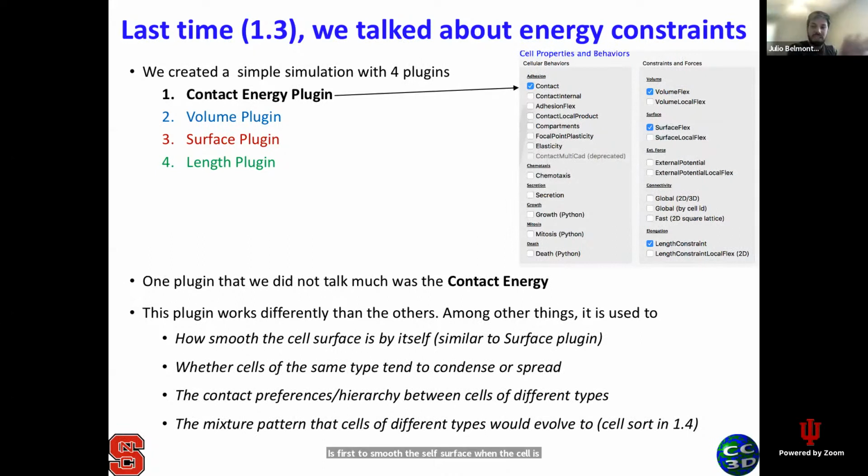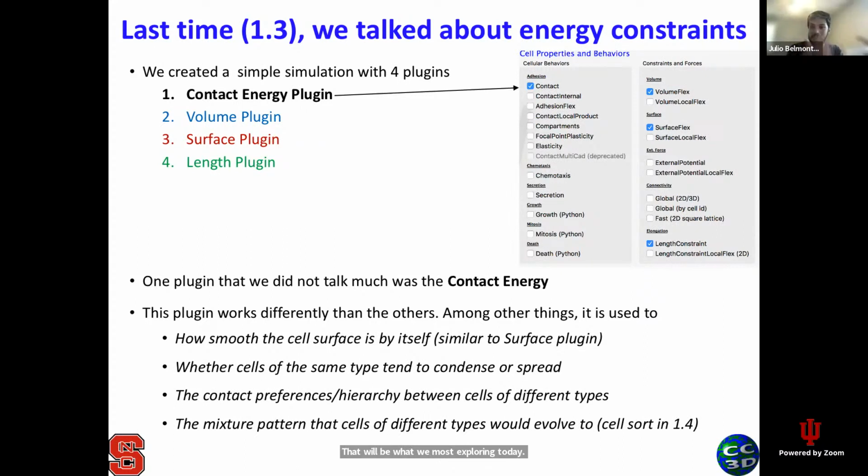So that's what we saw yesterday in module 1.3, when we saw that the presence of the contact energy plugin made the cell have a smoother interface. So that's definitely something it does. Another thing it can do is tell whether cells at the same time would like to condense together or spread away from each other. That will be what we're mostly exploring today.